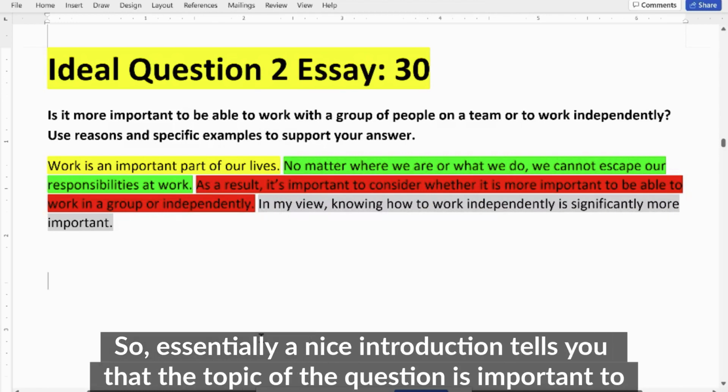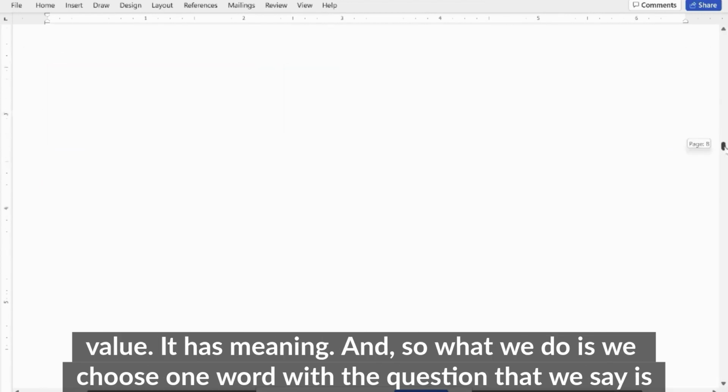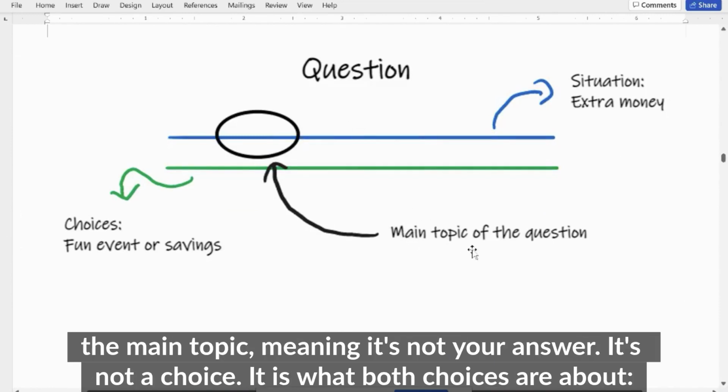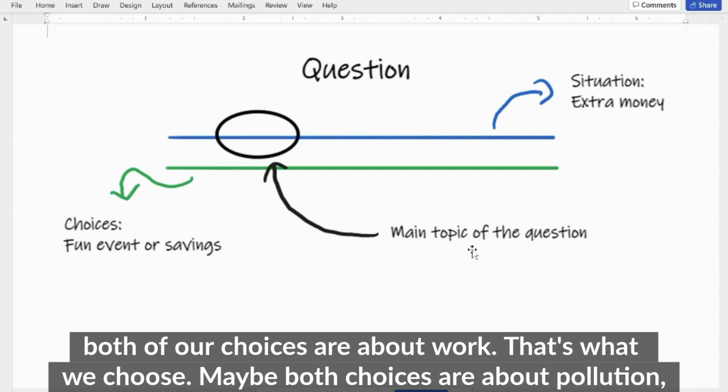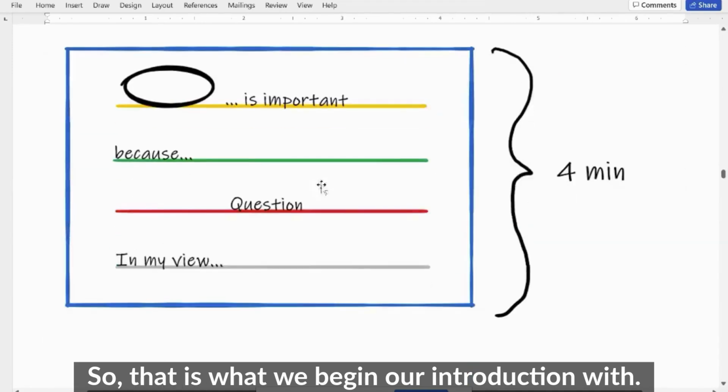So essentially, a nice introduction tells you that the topic of the question is important to consider, right? In the introduction, you're trying to establish that your essay has value. It has meaning. And so what we do is we choose one word within the question that we say is the main topic, meaning it's not your answer, it's not a choice, it is what both choices are about. Both of our choices are about work, that's what we choose. Maybe both choices are about pollution, are about living a successful life. Maybe both choices are about improving education. So that is what we begin our introduction with.